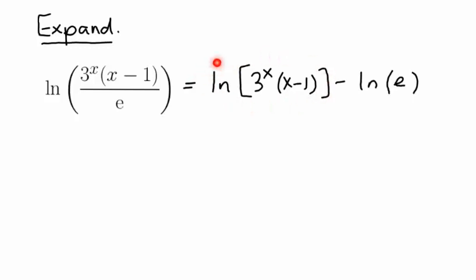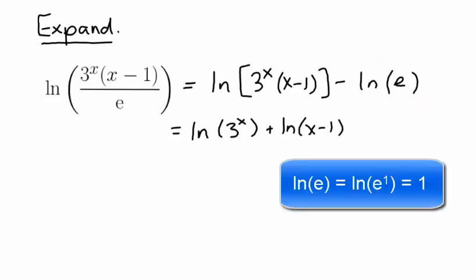This expression here we can break up one more time. We have 3 to the x times (x minus 1). So we can break this apart using an addition of natural logarithms, ln of 3 to the power of x plus ln of (x minus 1). Over here, ln of e is equal to 1. That is just a fact that you need to know for your calculus class.